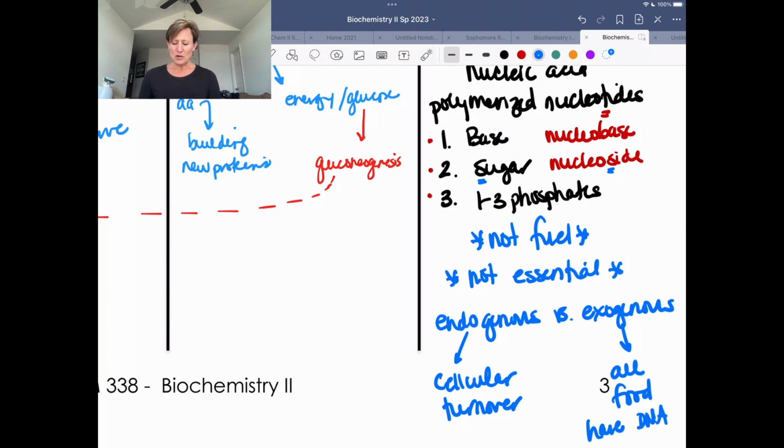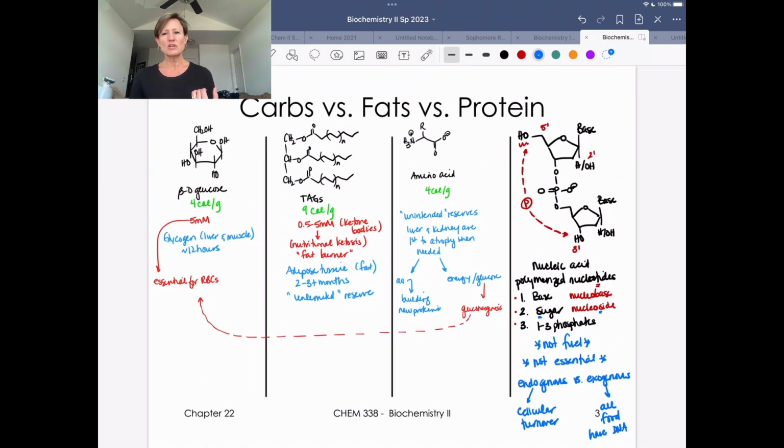So, a little brief overview, thinking about the structure that we have for nucleic acids and then nucleotides. Again, there's not too much to think about like we had for our other macronutrients, because nucleic acids really are not a fuel and they're not really essential. So we don't need to think about maintaining certain physiological concentrations or consuming them in our diet.